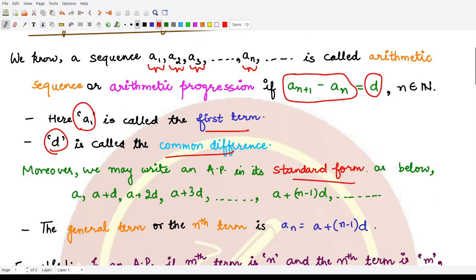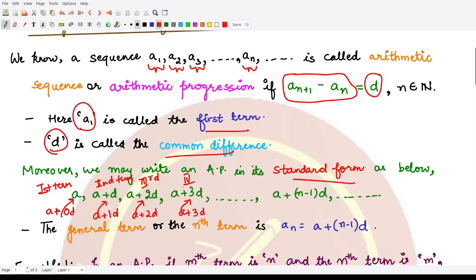In standard form we write the given AP with the first term as small a, the second term as a plus d, the third term as a plus 2d, the fourth term as a plus 3d. Now if you see, in the first term we have a plus 0d, in the second term we have a plus 1d, in the third term a plus 2d, and in the fourth term a plus 3d.